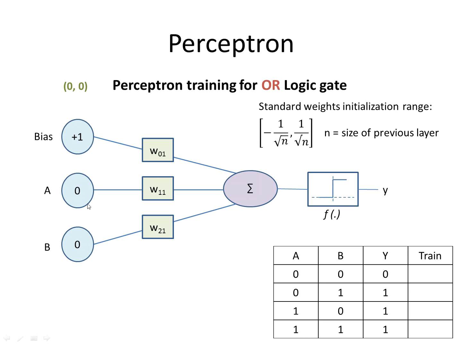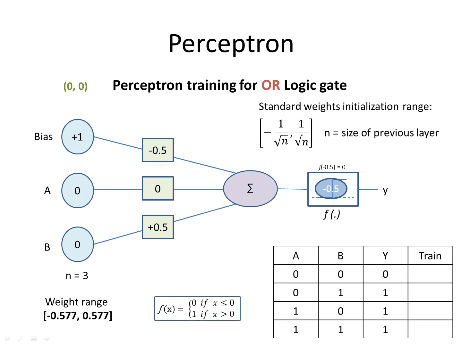Here the size of the previous layer is 3, so n is equal to 3. So our range will be between -1 upon root 3 and 1 upon root 3, that is around -0.577 to 0.577. So randomly I have taken the weights as -0.5, 0, and 0.5. Here, first the input will pass through the weight and be multiplied. I get -0.5 for the bias, and 0 from the multiplication with the weight; the second input again multiplied with its weight gives 0. Further, the summation will take place, and it will pass through the activation function.